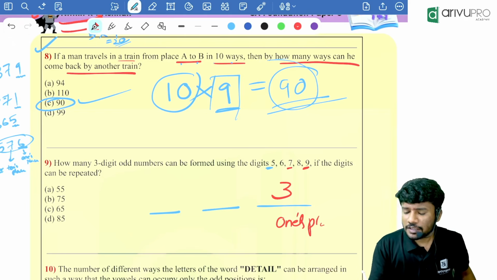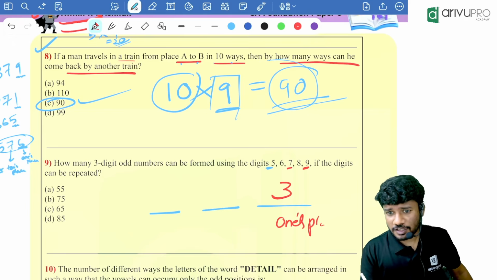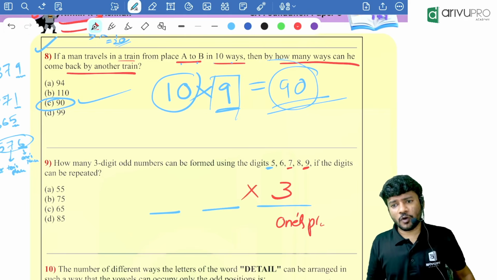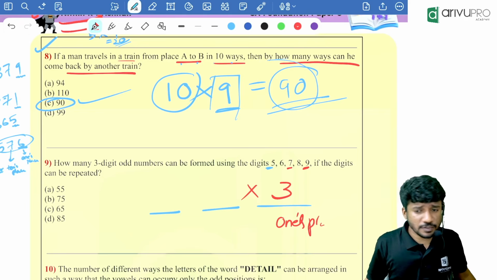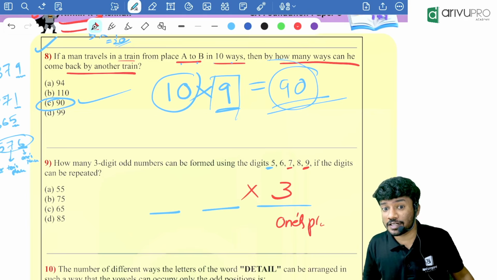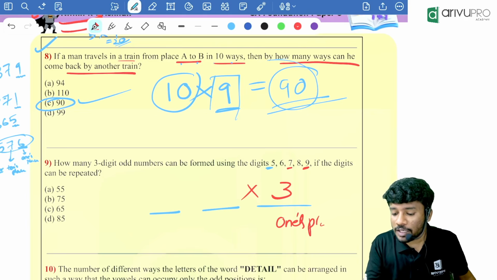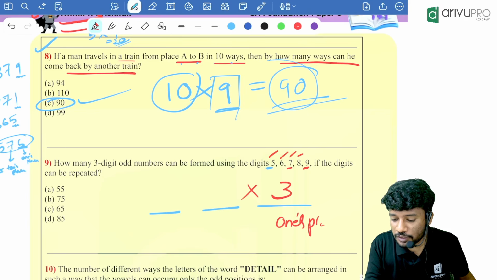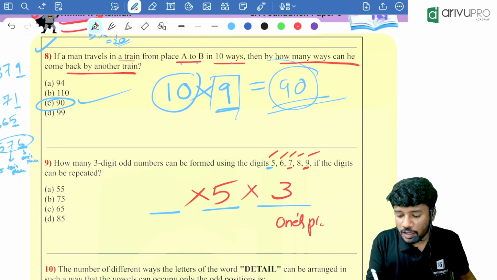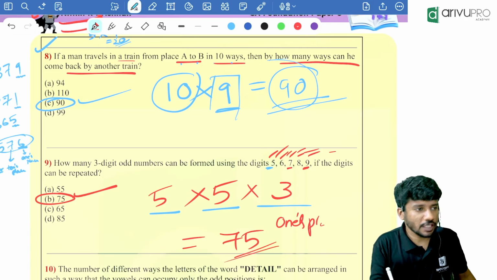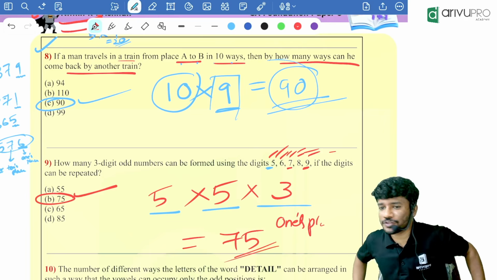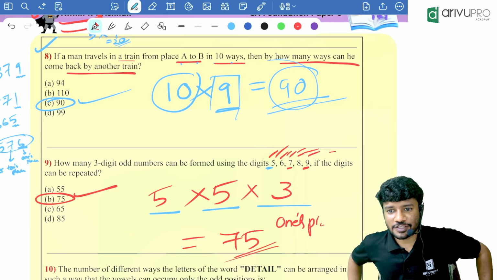Now people, the condition is with repetition, right? That means if one of them already sat there, for example, 5 already sat there, can 5 sit in the next place also? Yes, the possibility is there. Repetition is there. That means how many can sit in the next place? 1, 2, 3, 4, 5. How many can sit in the next place? 1, 2, 3, 4, 5. That means the answer is how much now? 75 ways it can be arranged.